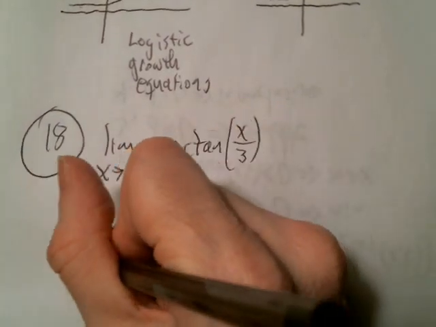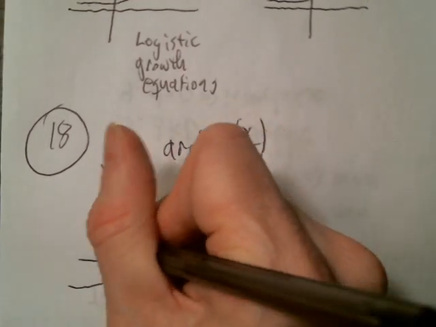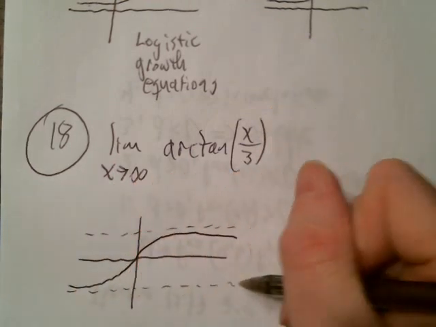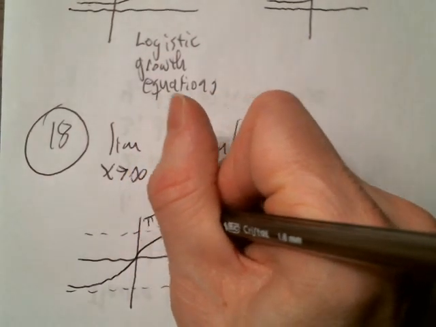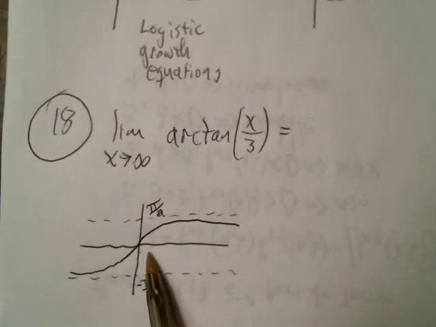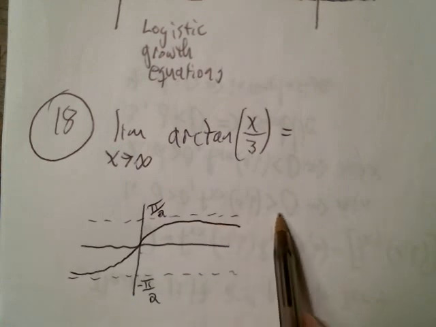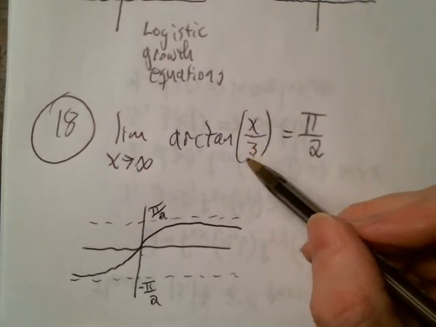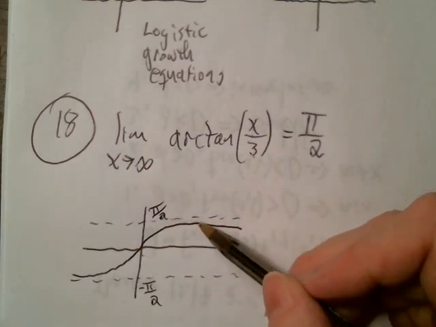So arctan looks a lot like the cubic equation, but it's not because it has asymptotes, right? Tan has asymptotes at x equals negative pi over 2 and x equals pi over 2. Arctan has asymptotes at y equals pi over 2 and y equals negative pi over 2. So as x goes to infinity, the y values will get closer and closer to pi over 2. The fact that it's x over 3 won't really affect it. It's just going to mean it's going to get there a lot slower.